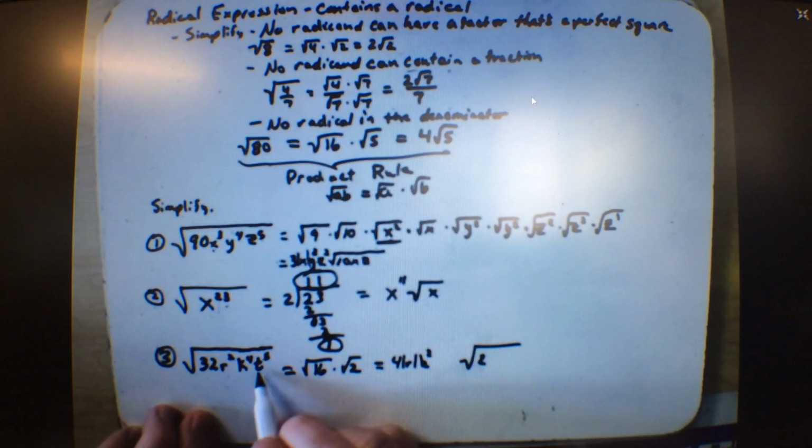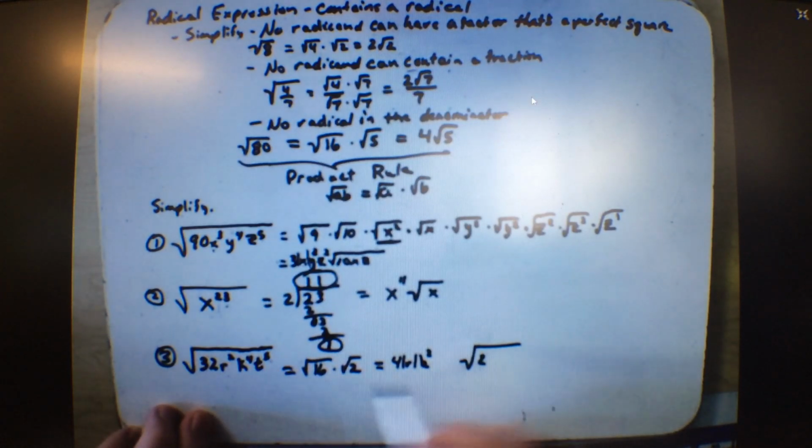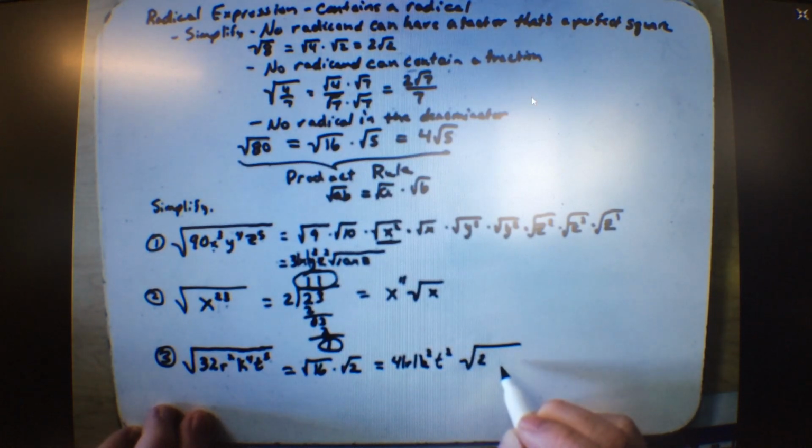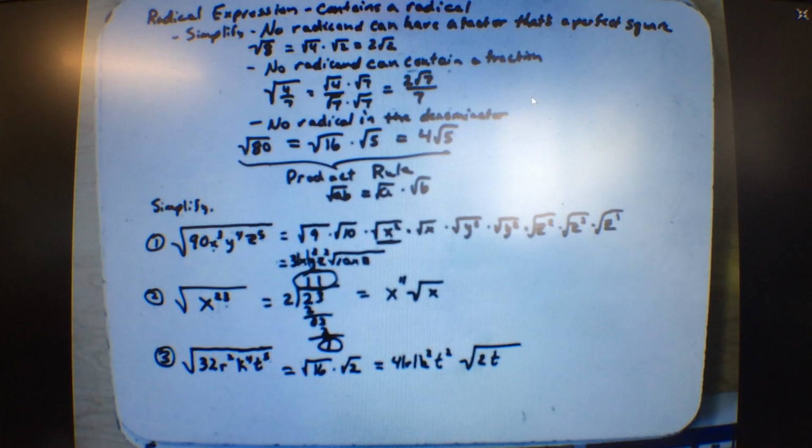All right. T to the 5th. 5 divided by 2. How many come out? How many go in? 1. When we're doing square roots, the most that you'll have stay in is 1. The most you'll have stay underneath the radical is 1 when we're doing square roots. We good? Okay?